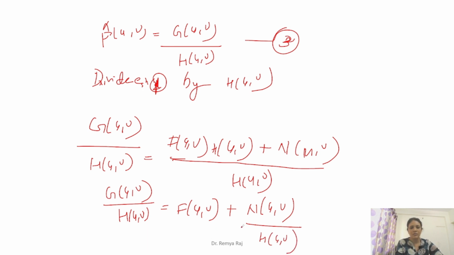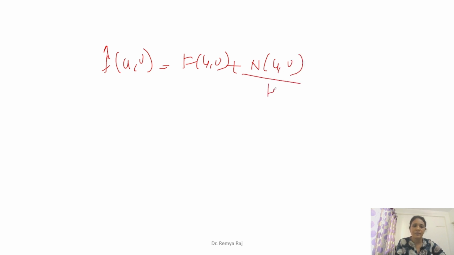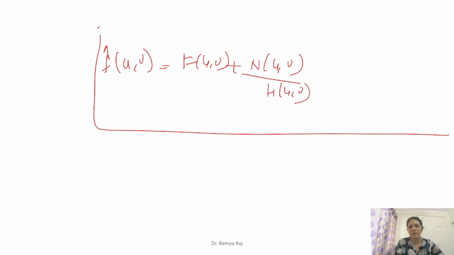So now this is your final equation. From equation 3 we can write g of u comma v divided by h of u comma v equal to F cap of u comma v. So I can write F cap of u comma v equal to f of u comma v plus n of u comma v divided by h of u comma v, right? So what do you understand from this? This is your final equation for the inverse filtering. It's a very simple derivation.